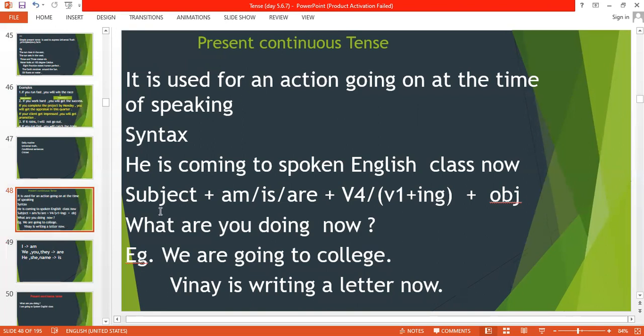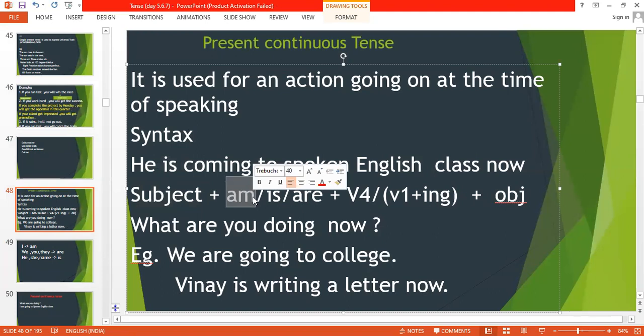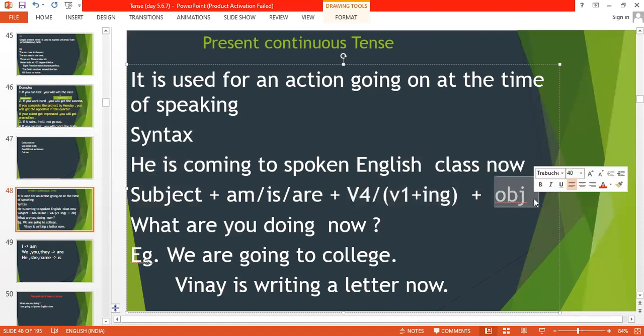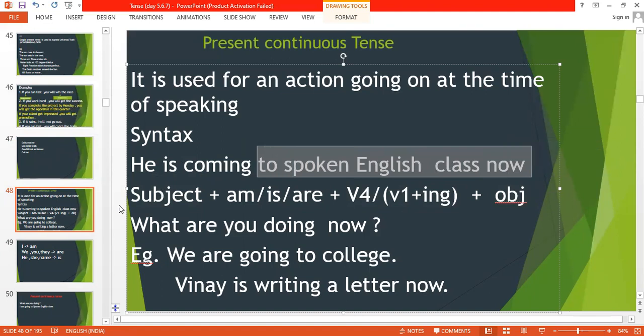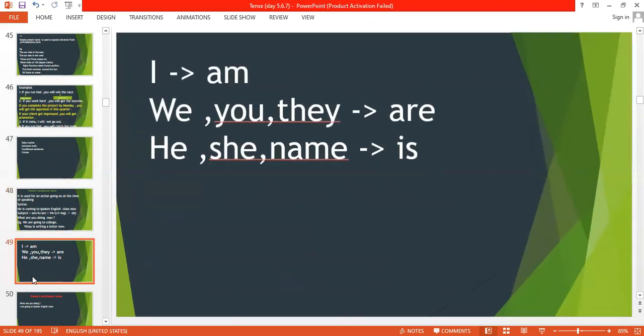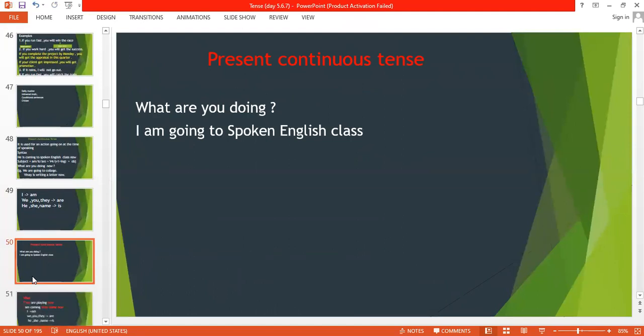So accordingly, if my subject is I, then I have to use I am. If my subject is he, she, or name, then I have to use is. And if my subject is we, you, and they, then I need to use are. And then followed by V4, or V1 plus ing, and then object. So as you can check, he is the subject, and with he I have to use is, and then followed by ing, and then object. Okay, so this is about present continuous, but it's not over yet.